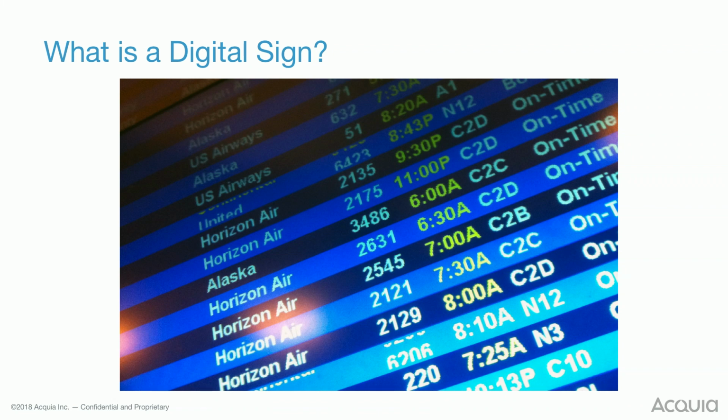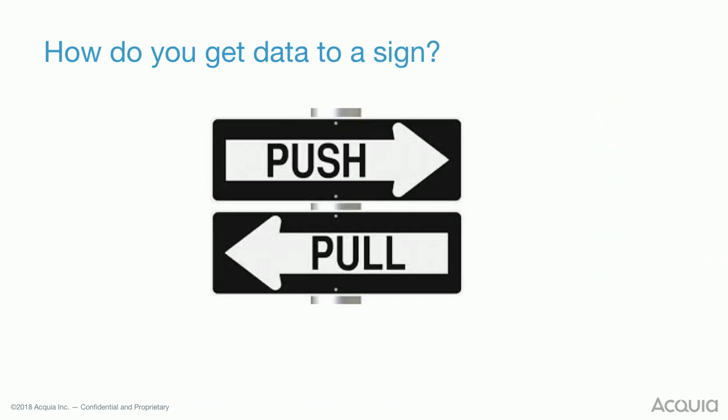I've seen all over Portland driving around this weekend, they have a lot of digital road signs. How long is it going to take to get where you're going? What is the speed limit on this part of the road? Yeah, that's all digital signage. It definitely fits the bill. How do you get data to a sign? There are two big pieces. Either the sign is going out and pulling data, or some system, maybe a data pipeline, is pushing data out to the sign.